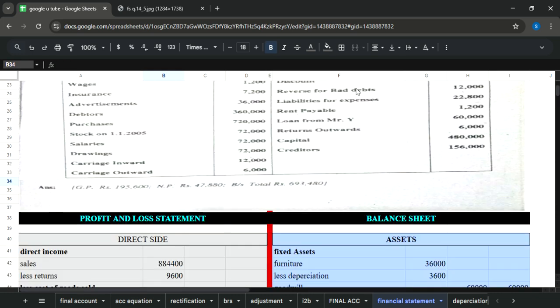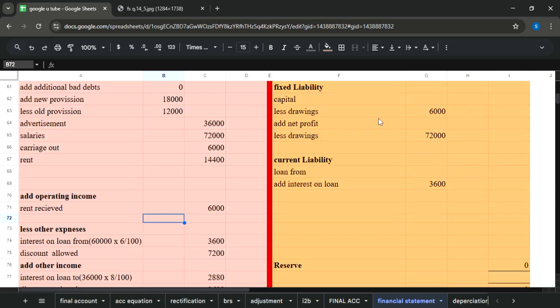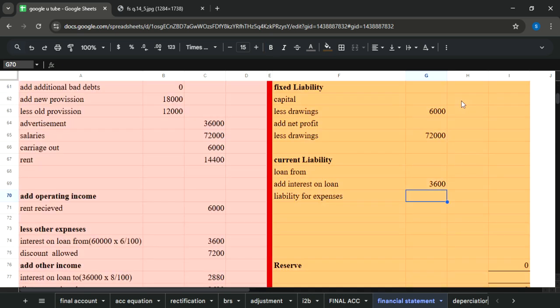After reserve for bad debts, liability for expenses. Please note it down. It should be present in your adjustment, but since it is present in the trial balance, it would have only a single effect. Since it is a liability, you will directly go to the liability side, and here in current liabilities, you will mention liability for expenses. Amount of liability is 22,800. So just mention 22,800 over here.